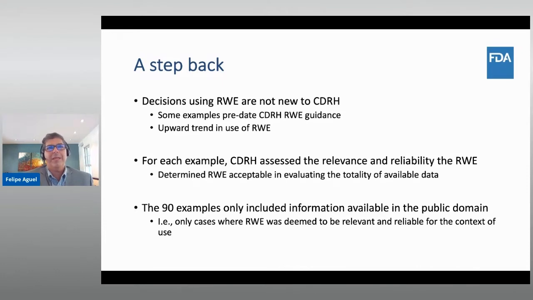It's also important to note that the 90 examples only included information that's available in the public domain. So you can imagine all the examples in the paper are positive examples that led to approval, since FDA does not publish disapproval decisions, et cetera. So there are examples where the data was found to be not relevant and reliable, but we're unable to share those. Next slide, please.